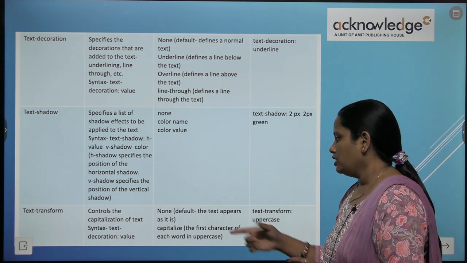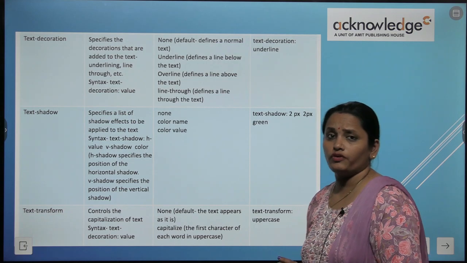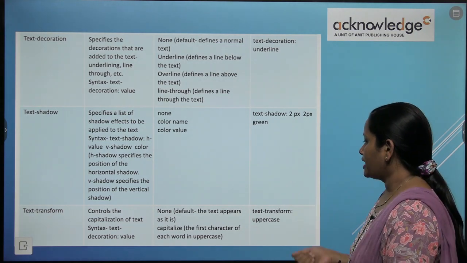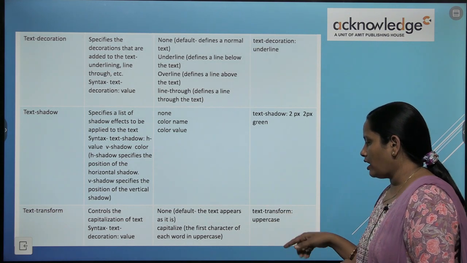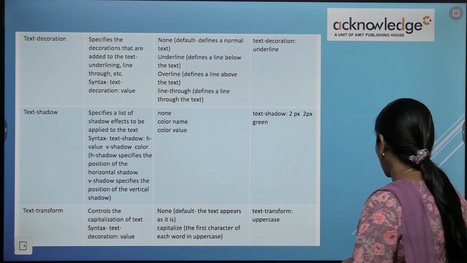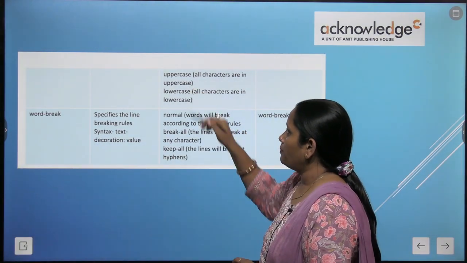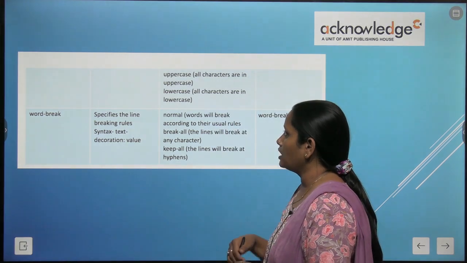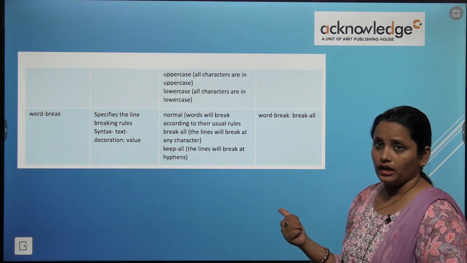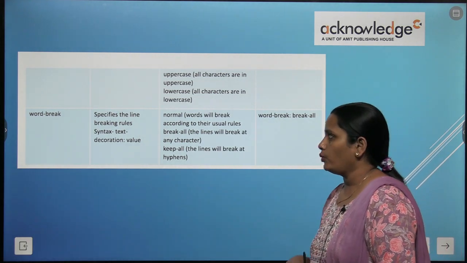Capitalize: the first character of each word in uppercase. So जो भी word हम लिखेंगे उसका first word capital हो जाएगा by using this text transformation. Here the example is given. Text transformation में हमने uppercase use किया है. Next is again uppercase: all characters are in the uppercase, and lowercase: all characters in the lowercase. So मैंने अभी आपको बताया था कि by using this we can change it in both the ways.